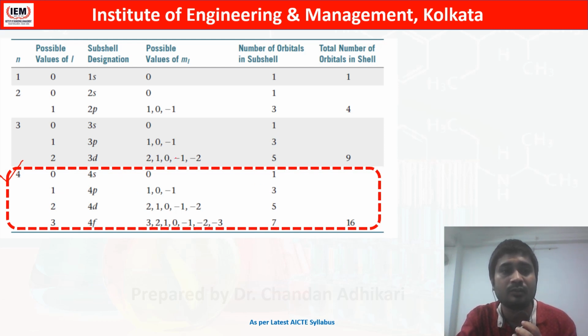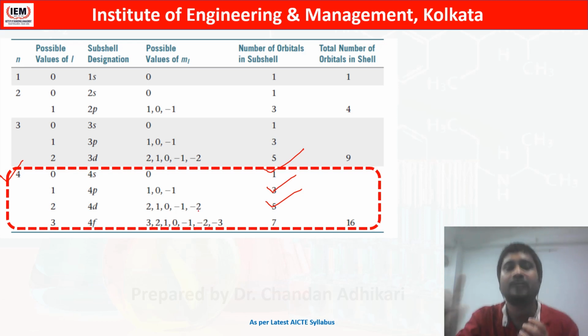That means for l equals 0, ml equals 0, it has 1, so the number of orbitals is 1. For l equals 1, m has 3 values, so the number of orbitals is 3. If l equals 2, ml has 5 values, so the number of orbitals is 5. If l equals 3, it has 7 ml values: plus 3, plus 2, plus 1, 0, minus 1, minus 2, minus 3. What is the meaning of 7 different values? It means 7 different orientations of the f orbital, because l equals 3 is the f orbital, and 7 different orientations mean 7 different orbitals.